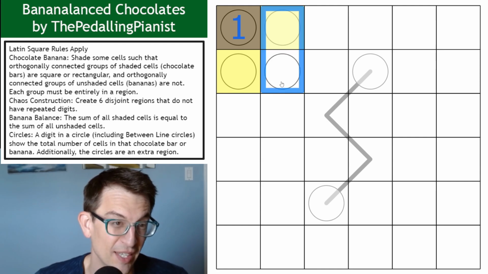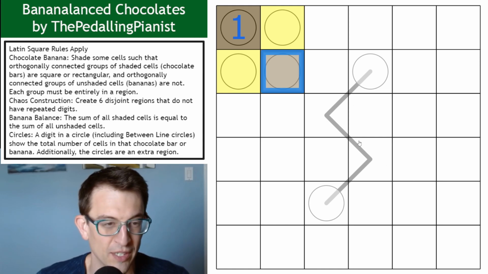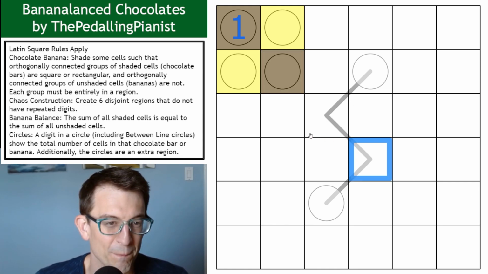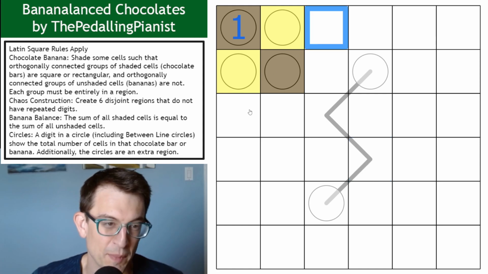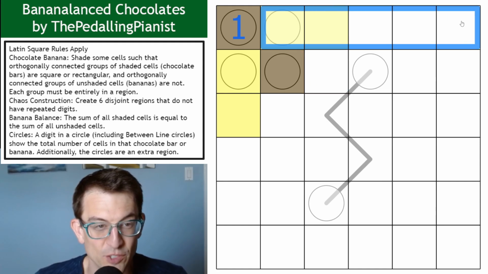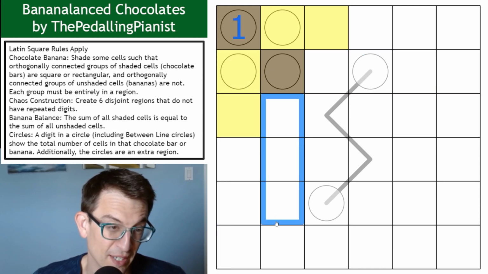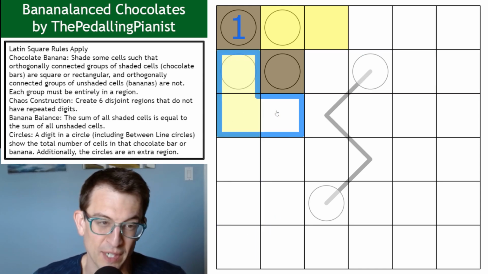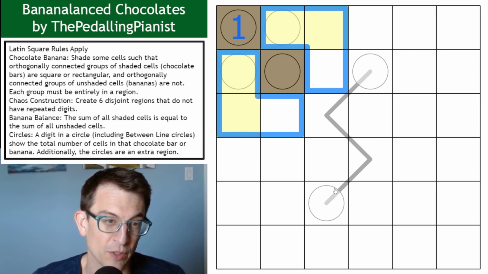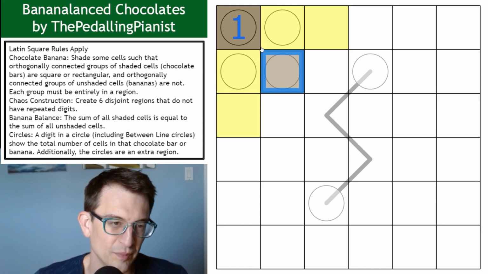And now because these are all different regions, this can't be banana or it would connect all these. So this is also chocolate. And these must be banana because the bananas can't be rectangular. And now these have to grow more. So this one in row 1 has to get to row 2 at least. This one in column 1 has to get to column 2 at least, but they don't necessarily have to do so here. In fact, they can't both do so here because that would make another 1 chocolate bar region, which we cannot have.